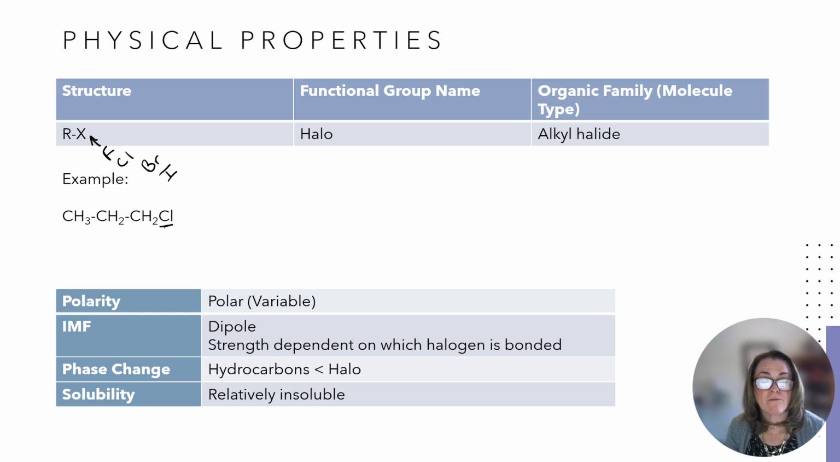When we are looking at phase changes, so again, we're looking at melting point and boiling point, our hydrocarbons are going to have the lowest melting and boiling points. Our halos are, in general, going to have a higher melting and boiling point. And then when we are looking at the solubility, these are going to be relatively insoluble in water.